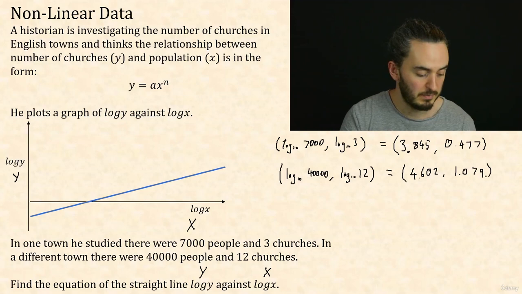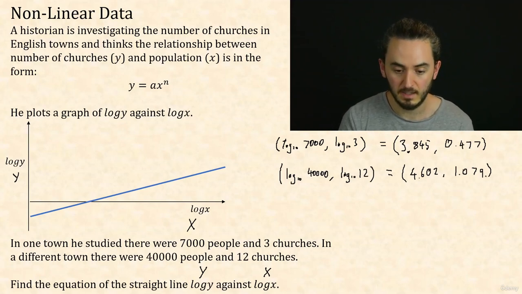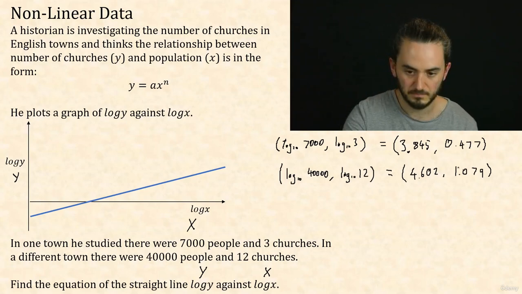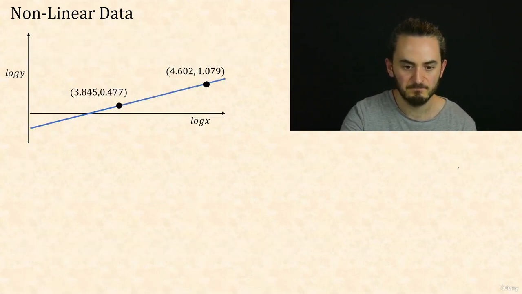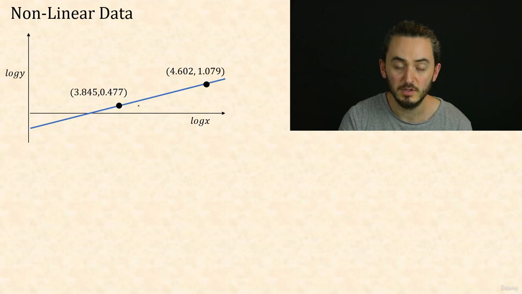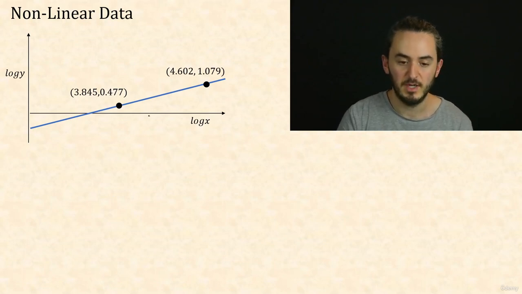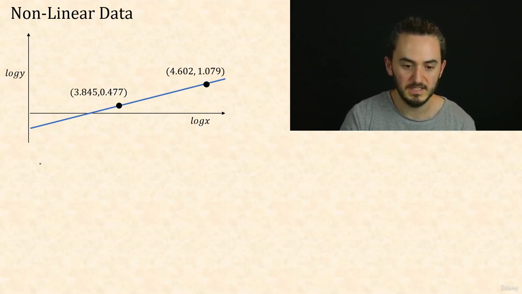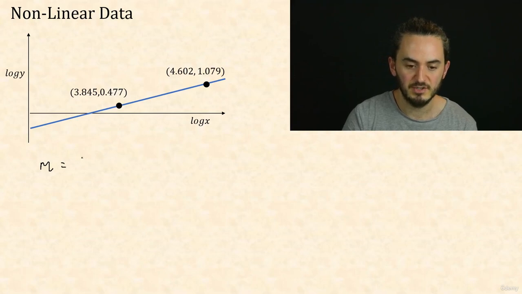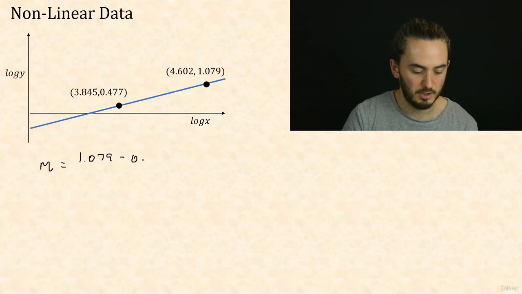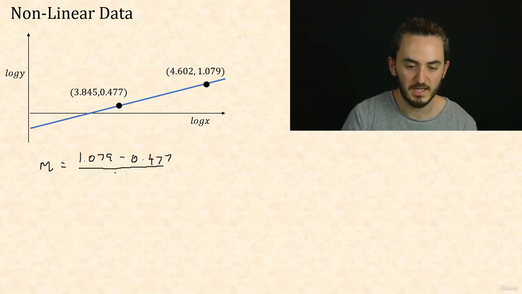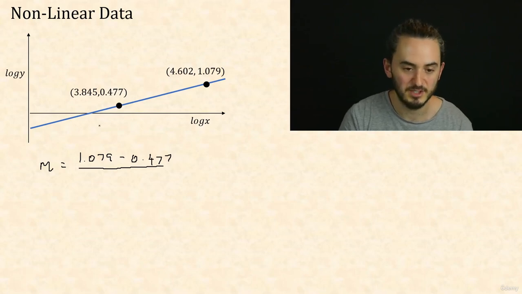So can we find the equation of a straight line that goes through these 2 points? Of course we can. Let's give ourselves a little bit more space. Here are those coordinates represented on the graph. Can we find the equation of this line? Yep, let's work out the gradient first. The gradient is change in y, so 1.079 minus 0.477, over change in x. I mean, change in log y divided by change in log x.